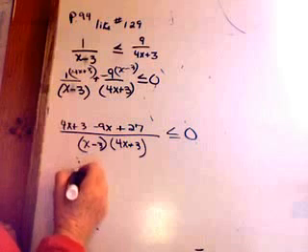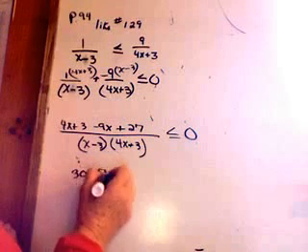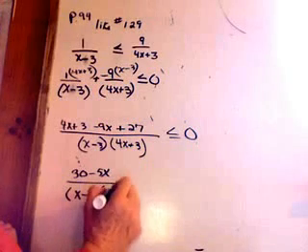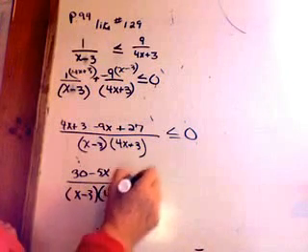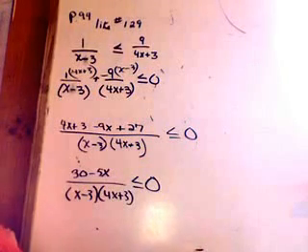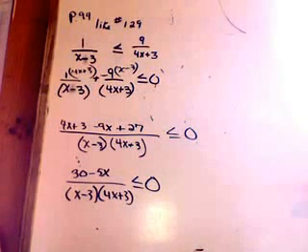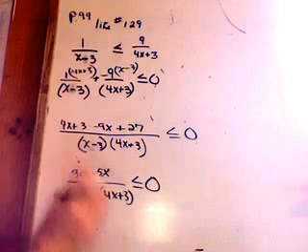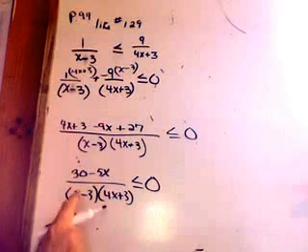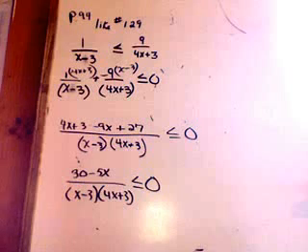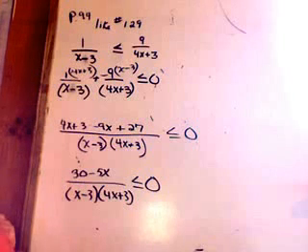Looks like 30 minus 5x on the top, and the bottom, x minus 3, 4x plus 3, less than or equal to 0. So now I've simplified it about as much as I can. So the solution to this could be any numbers in the real number system except some certain critical values, the values that make the bottom 0 or the values that make the top 0. So what are those critical values?